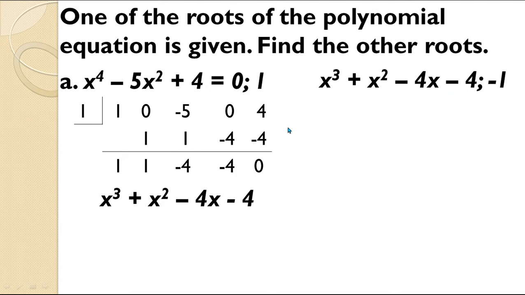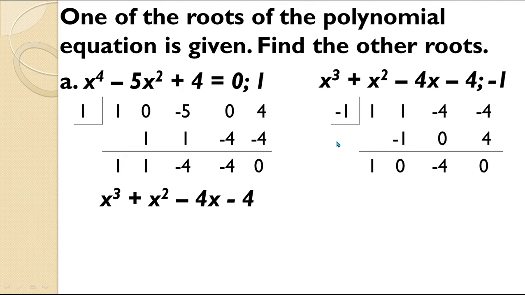So, the same process, gamitin natin ang synthetic division. Get all the numerical coefficient. Kung may missing term, replace with 0. So, bring down the first numerical coefficient of first number, then multiply it to the divisor. So, 1 times negative 1 is negative 1. 1 plus negative 1 ay 0. 0 times negative 1 is 0. Negative 4 plus 0 is negative 4.